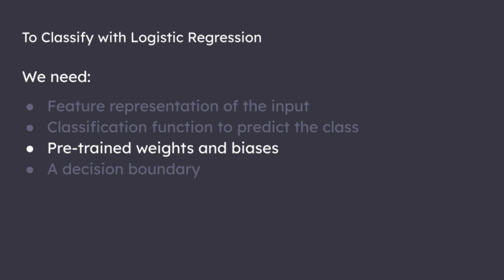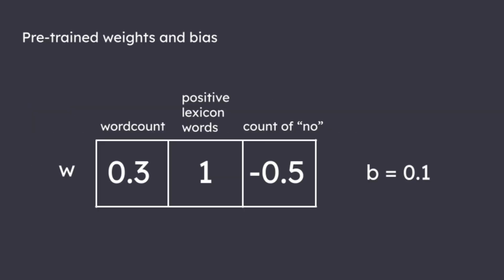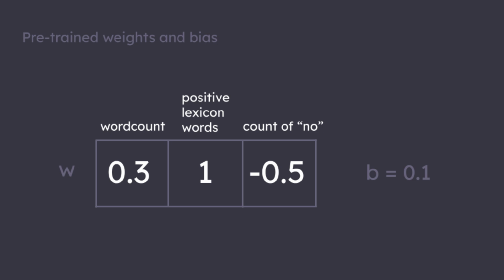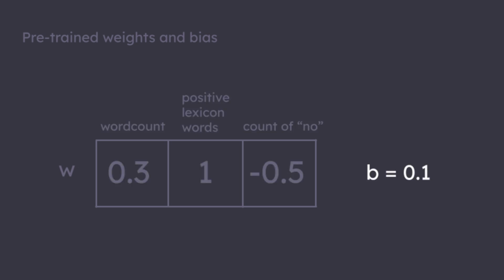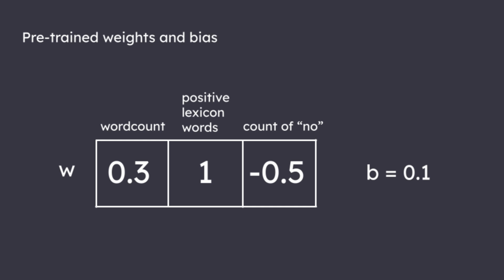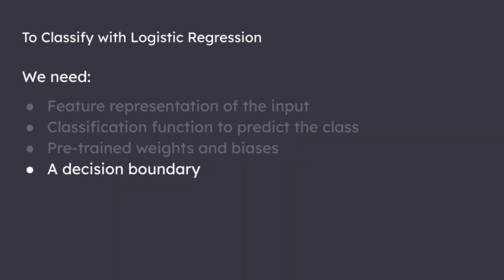Now we need to have trained weights and biases. Let's say that our given weights and bias are the following vectors and scalar value. Remember that the values in the weight vector tell us how much each corresponding feature matters in the calculation, and that the bias just changes the final output value. In this case, word count matters 0.3, positive lexicon words matter 1, and count of no matters -0.5, and the bias is 0.1.